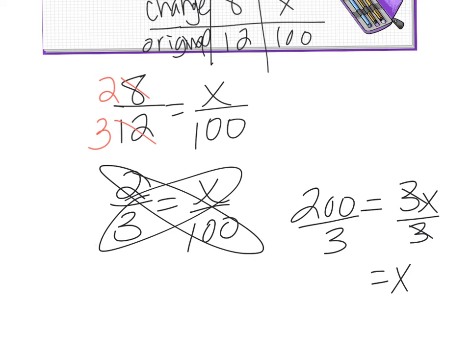And then 200 divided by 3 gives me, 3 goes into 20, let's see, 6 times. And then you have 2 left over, 20 minus 18 is 2, bring down. Anyway, you're going to keep getting this.